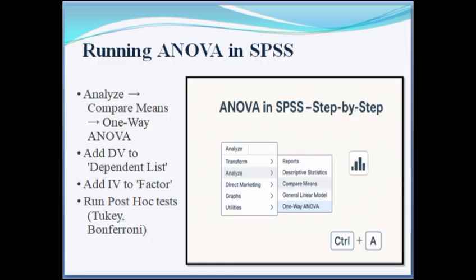How to run ANOVA in SPSS? Step-by-step guidance. First, open SPSS, then go to Analyze, Compare Means and select One-Way ANOVA. Move your dependent variable into the dependent list. Then move your grouping variable into factor. Click Post Hoc and select Tukey and Bonferroni tests. Click OK. SPSS will generate the ANOVA table with the F statistic and p-value. If significant, check the post hoc results to find which specific groups differ.